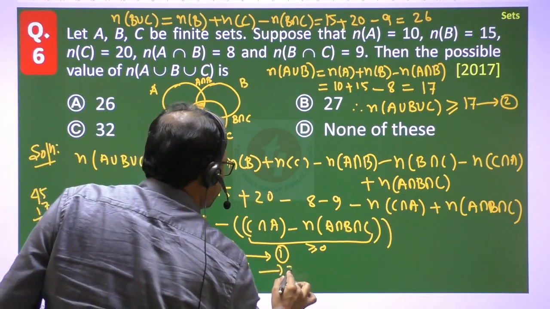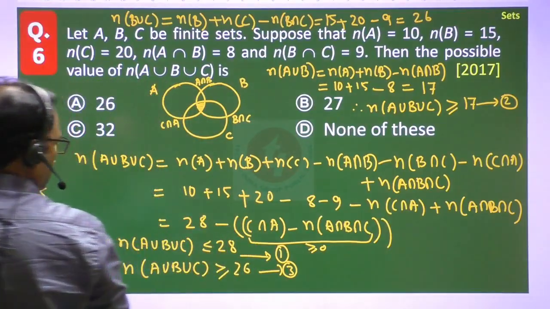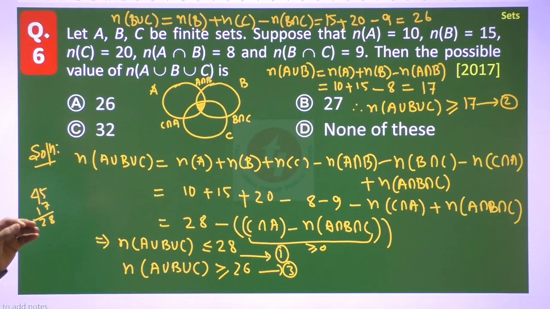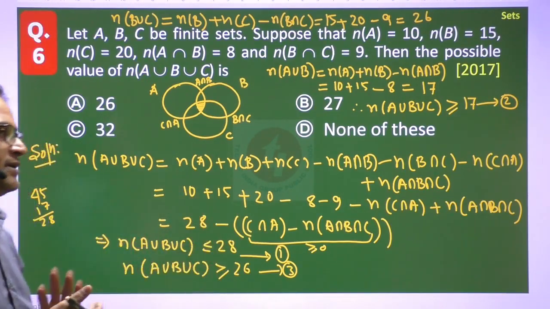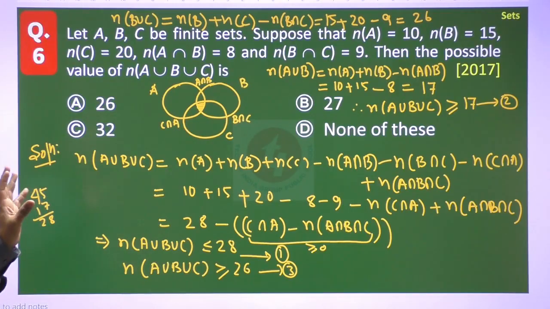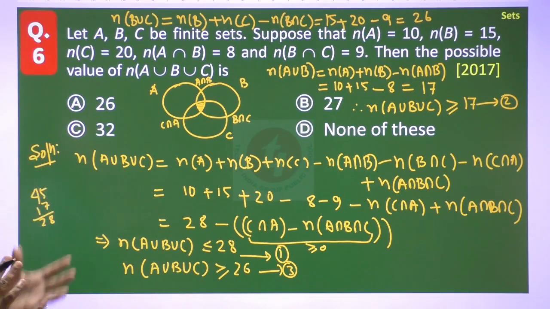This is the third relation. So combining 1, 2, 3, what conclusion can you take? The number of elements in A union B union C is greater than or equal to 26 but less than or equal to 28, and the number of elements must be an integer. All are given in integers. So any integer from 26 to 28 will be the answer.